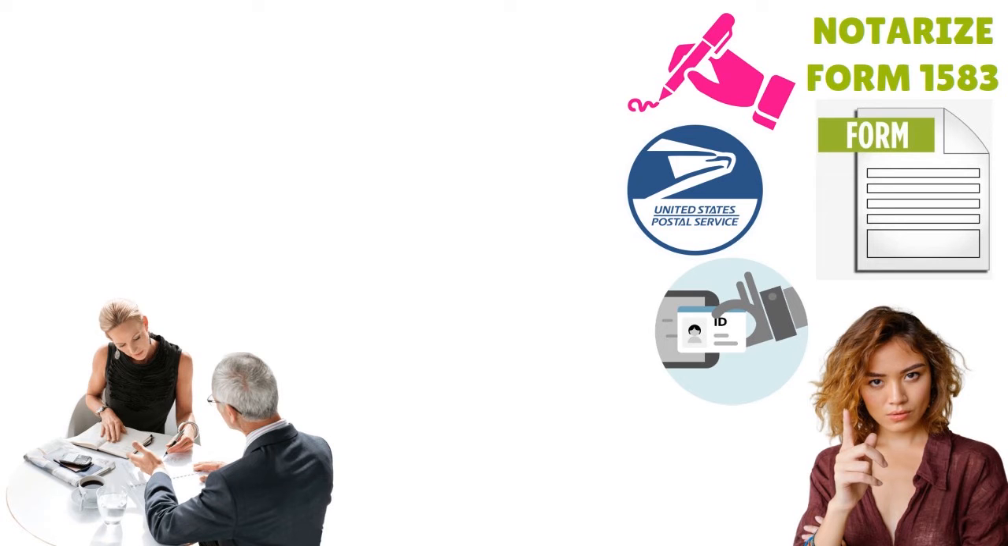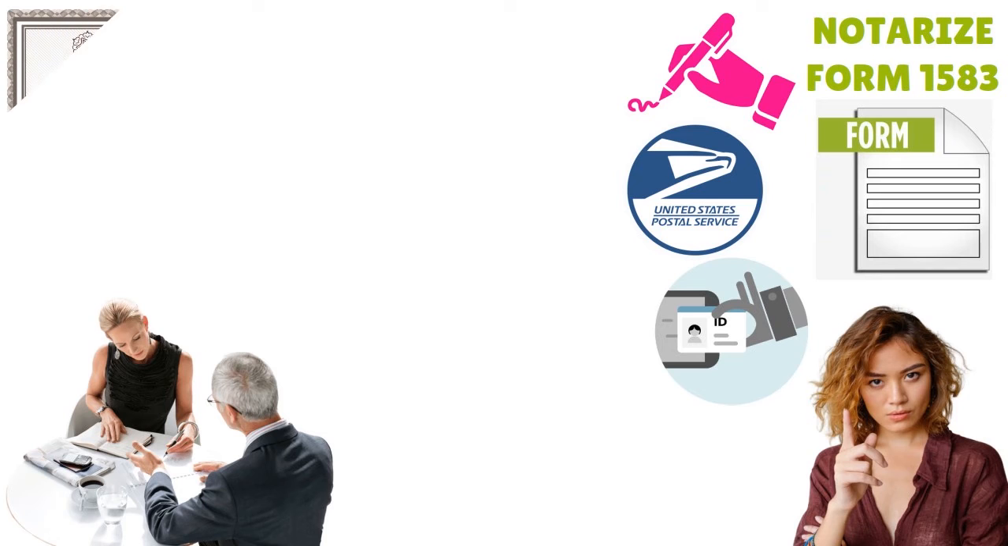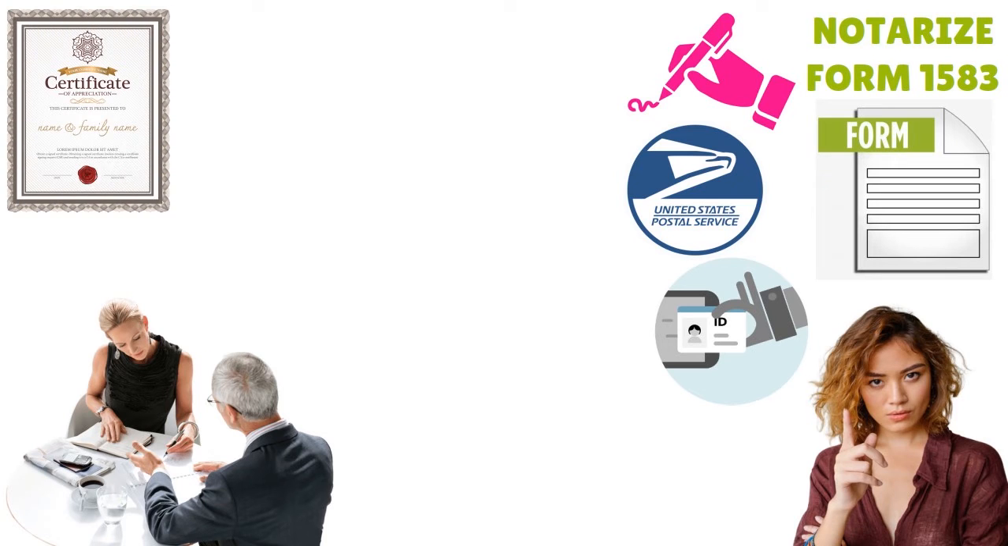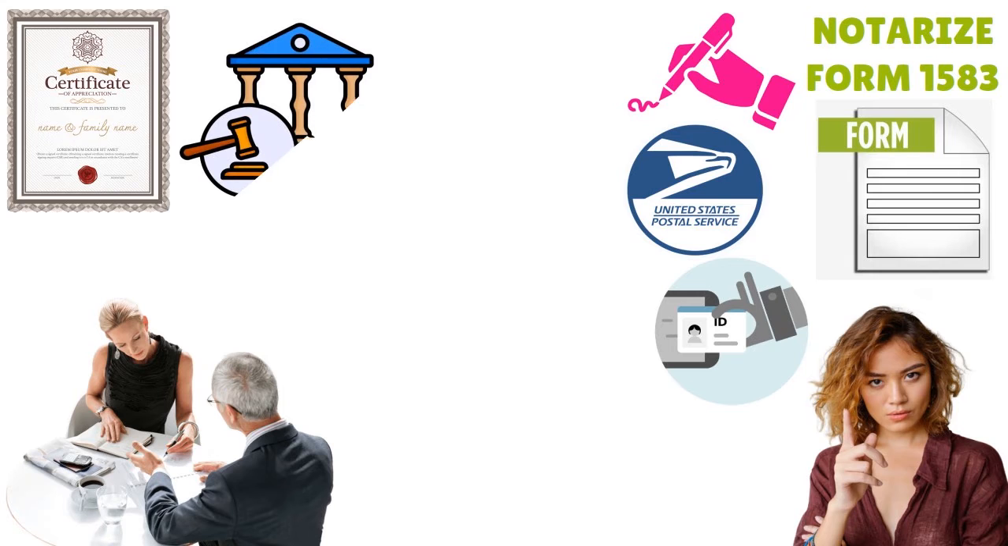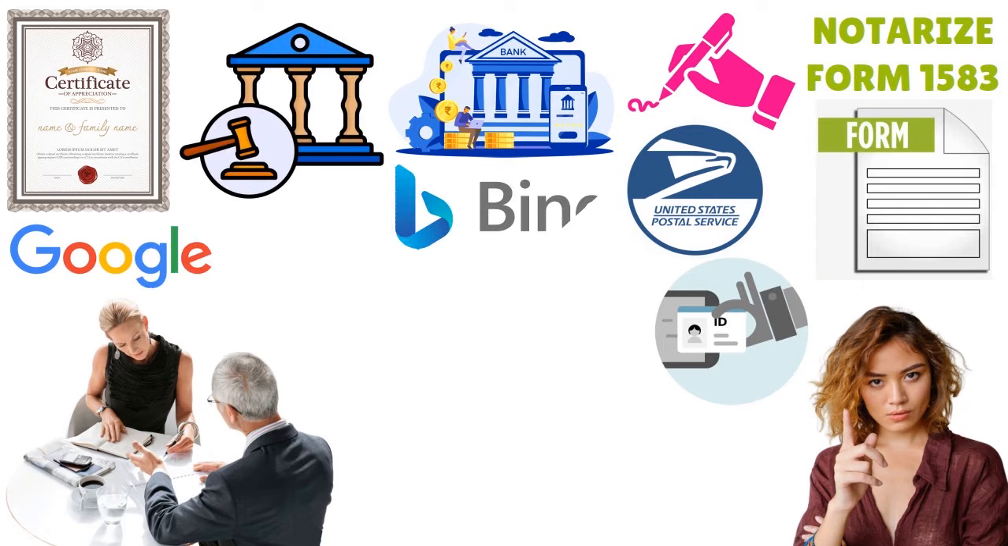The notary should sign box 15 on the form and place a notary seal on the Form 1583 itself. Alternatively, a separate notary certificate of acknowledgement can be attached. It's called a notary certificate of acknowledgement. Notaries can be found almost anywhere. Courthouses and banks normally have an in-house notary who will serve you. You can also search for a notary directory on any search engine, Google, Bing, Yahoo, to find a local notary.